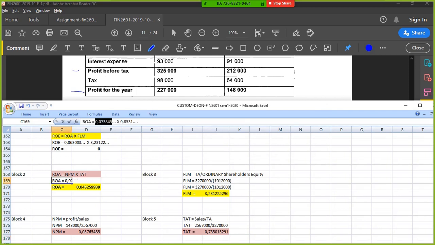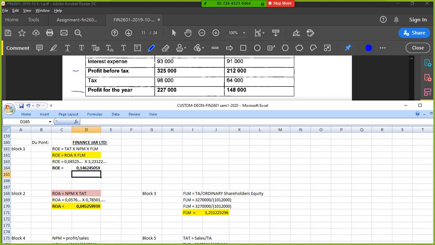Okay, the net profit margin is 0.0576. The total asset turnover is 0.785015, and so on. Okay, the new ROA, is it referencing the right formula? Yes. Okay, that's the new ROA. Then to get the ROE, you're going to take your ROA, which is 0.045259, and I've got my FLM, which I've got in the question already. Okay, and then my ROE is going to be that multiplied by that. Yeah. And then you've got Finance Jar.